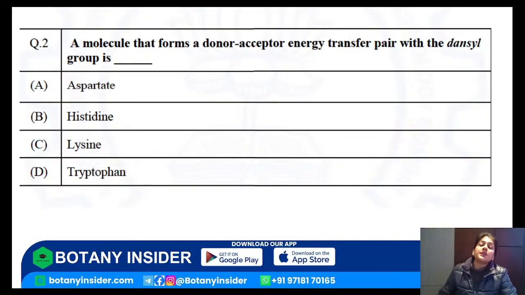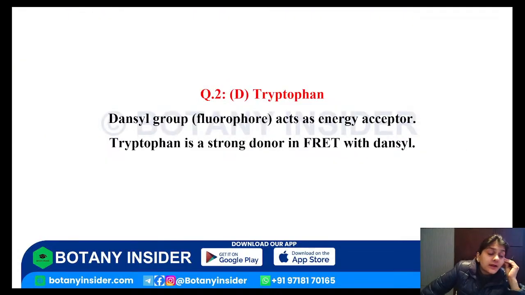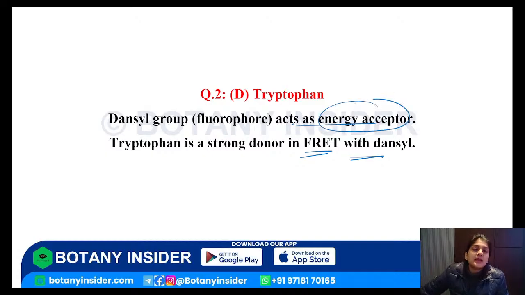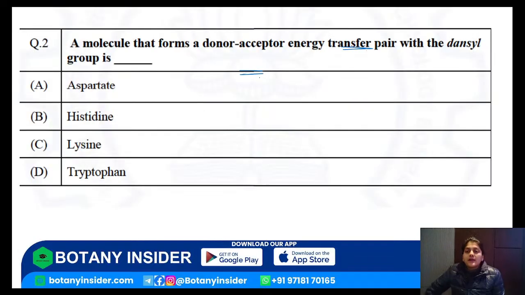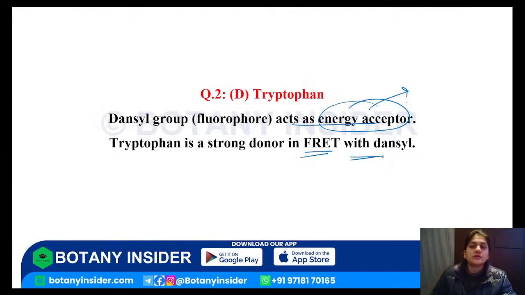Okay, so the molecule that forms a donor acceptor energy transfer pair with the dansyl group is aspartate, histidine, lysine or tryptophan. What should be the answer? Your tryptophan. Very good. D is the answer. D, tryptophan. It's a strong donor with dansyl, so it acts as an energy acceptor. It is tryptophan, not histidine. D is the answer for the question.